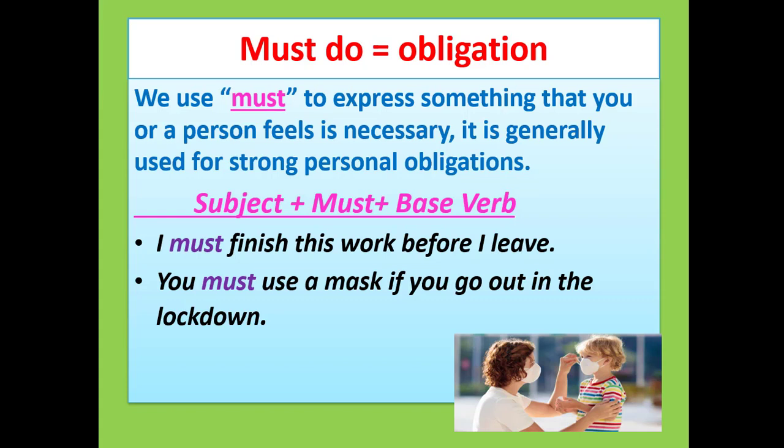You feel that you should, for example, finish your homework before 8 o'clock. So you say to yourself, I must finish my homework before 8. So this is wishes from the speaker or from yourself, not outside. So have to is from outside, but must is from yourself. You feel that you should do something. So I must finish this work before I leave. Or you must use a mask if you go out in the lockdown, as you see in the picture. Okay.